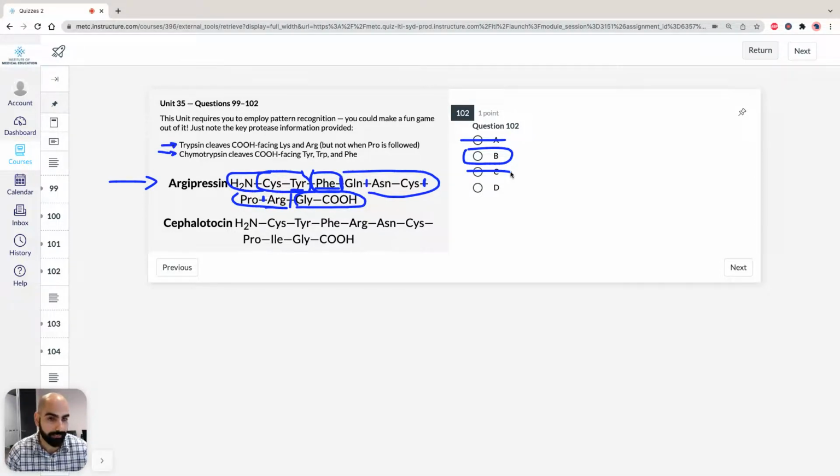The last one says phenylalanine. Phenylalanine is useless because you've already cut that off with trypsin, so it's not going to do anything else. So that's incorrect. So that's why the answer is going to be B.